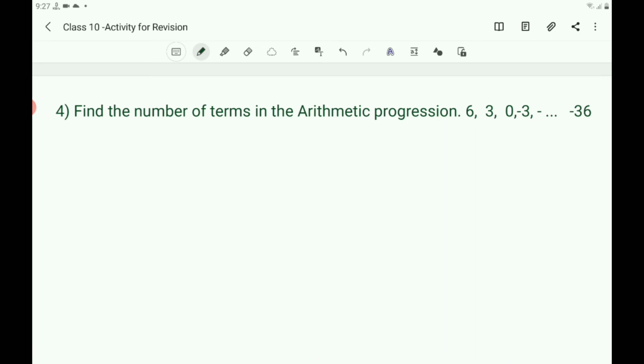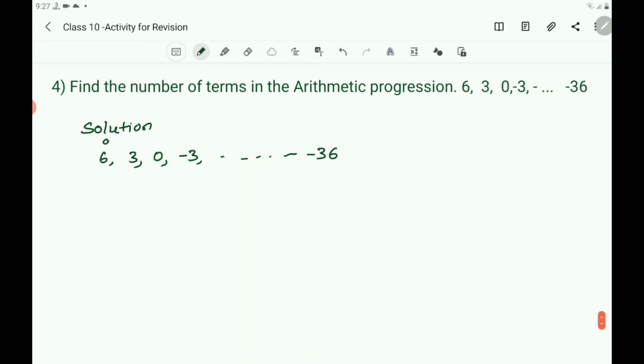Find the number of terms in the arithmetic progression 6, 3, 0, minus 3, and so on to minus 36. So you take down that AP. Solution: 6, 3, 0, minus 3, so on, minus 36. This is the given AP. Now this is A1, A2, A3, A4, and so on. Let us consider the last term, which is AN.